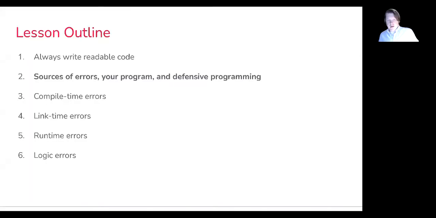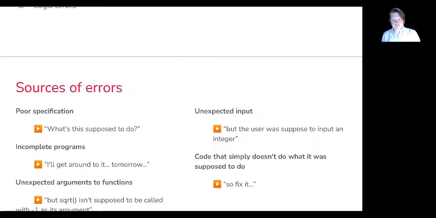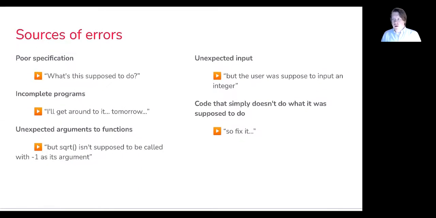So, hopefully, the motivations for always writing readable code helped motivate you to do so, as that was their intention. We're now moving on to sources of errors in your program, and defensive programming. So, what are the sources of errors in some of our programs?